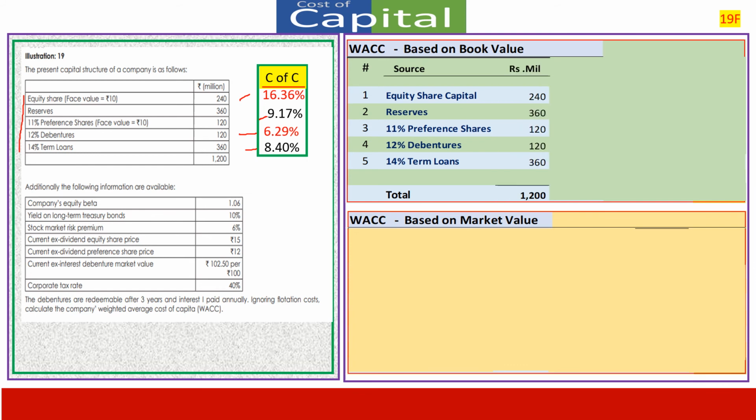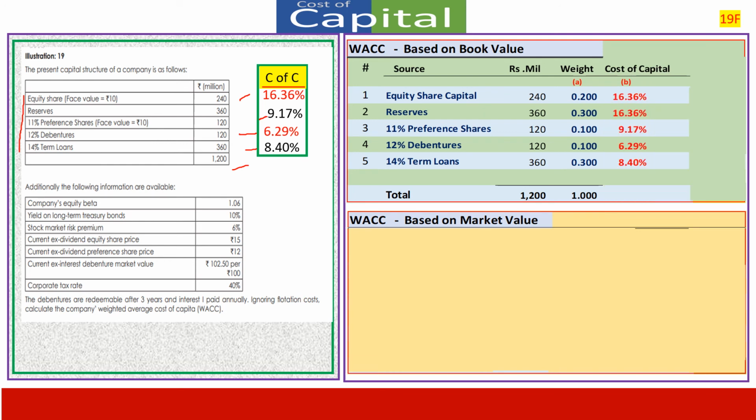What is the value? Value is 1200 million as given. We calculate the weights. If 1200 is equal to 100%, what is the percentage of this? Then we have got the cost of capital. We post the same cost of capital under different heads. And the third step is A into B, for weighted average cost of capital, the weights based on the book value, and the total of this is 12.25%.